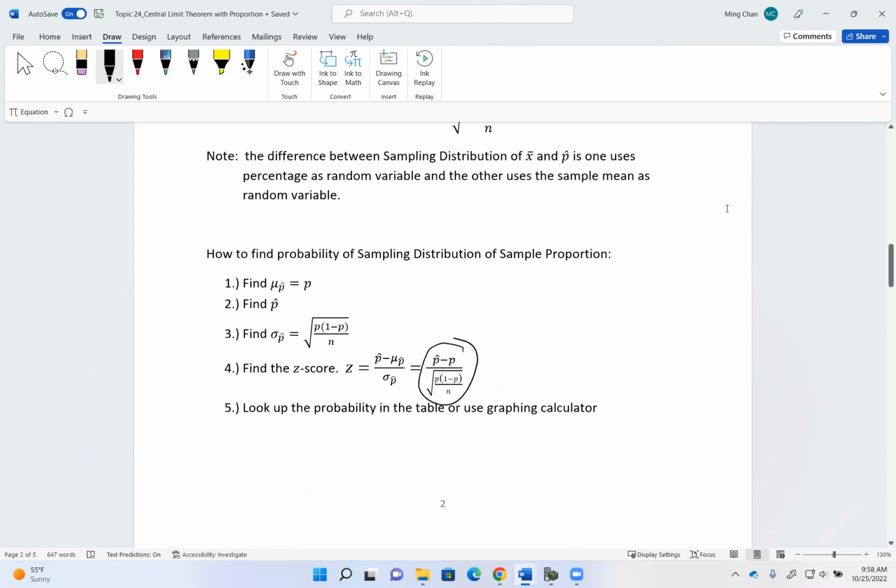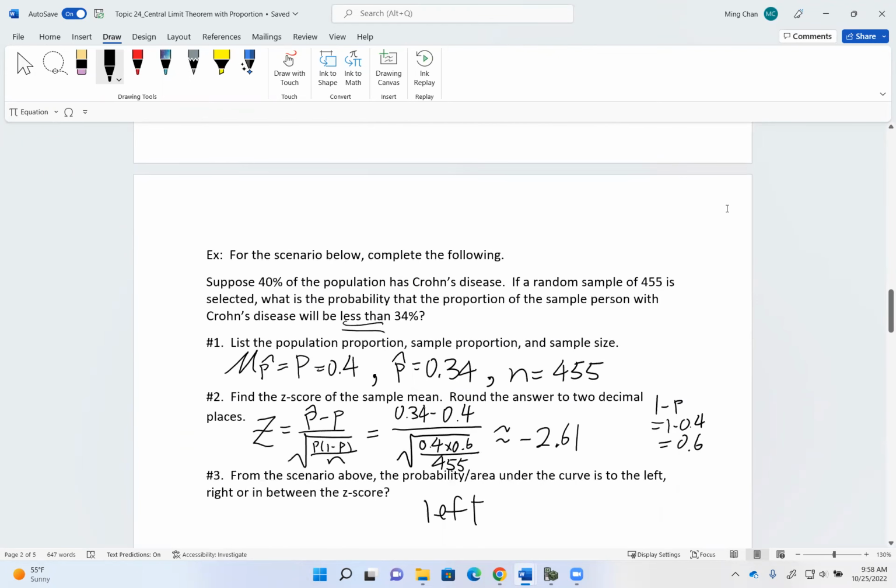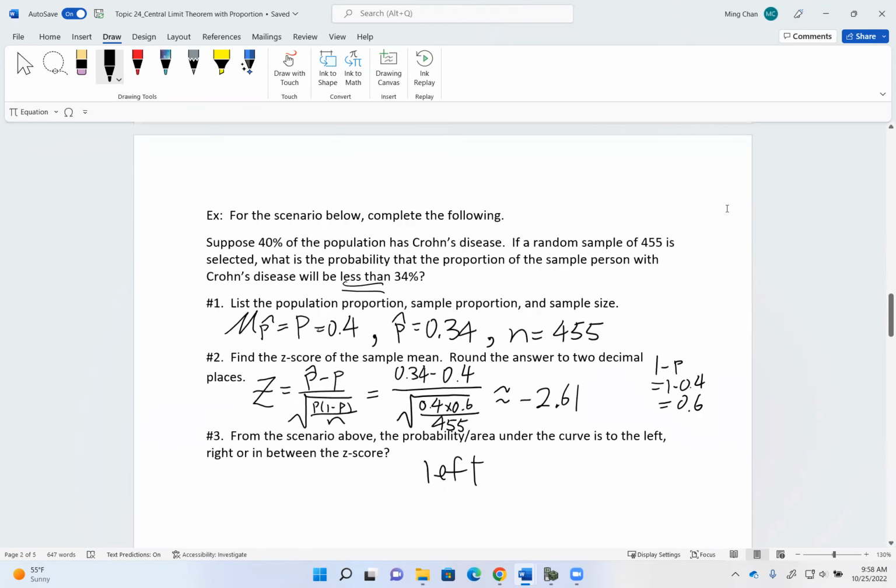So that was a quick talk about how we can use the central limit theorem for the sampling distribution of proportions.